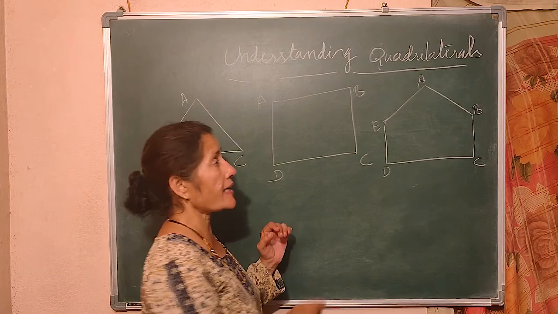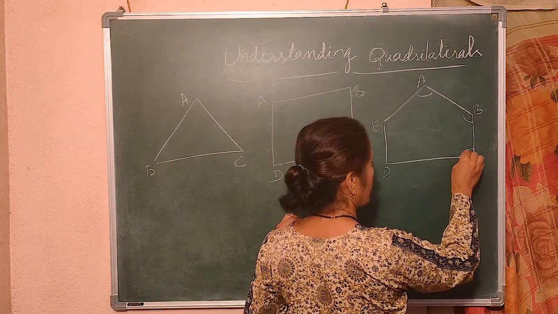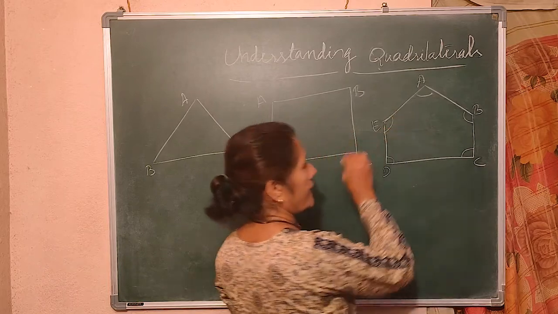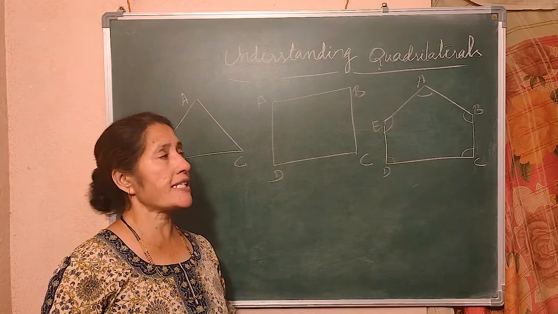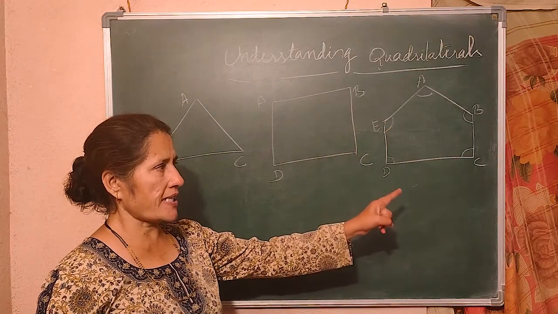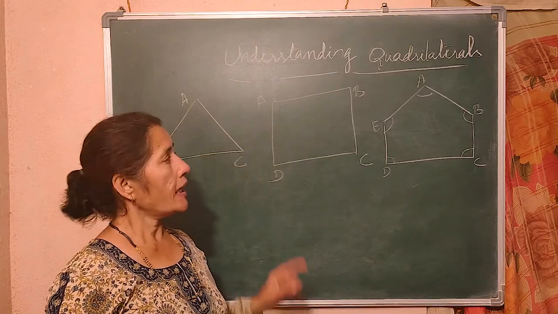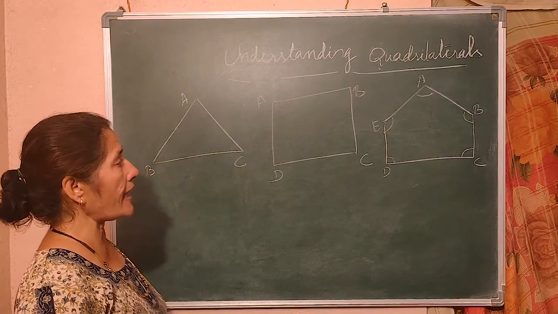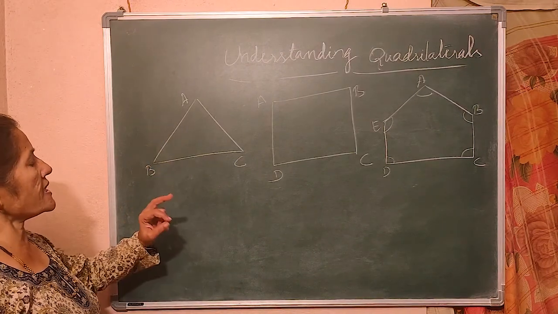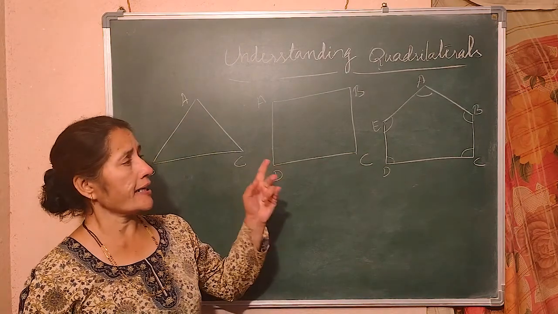What are the 5 angles? Angle A, angle B, angle C, angle D, angle E. What are the 5 sides? AB, BC, CD, DE and AE. Now, we'll compare all these 3 and then we'll see which is the... I'm asking you before I discuss that.